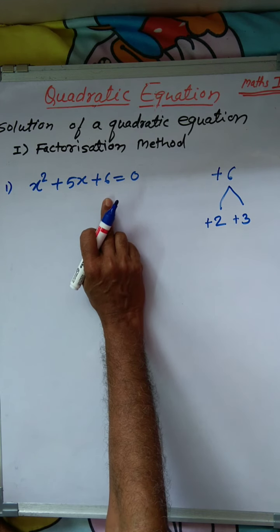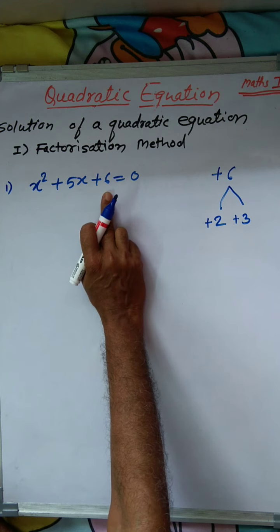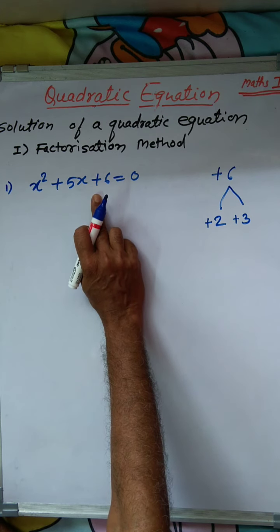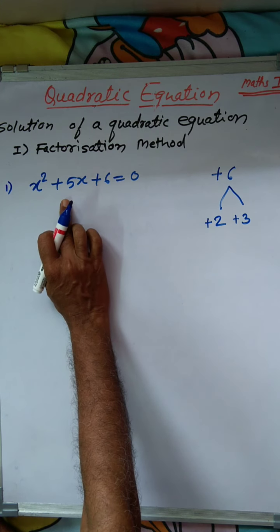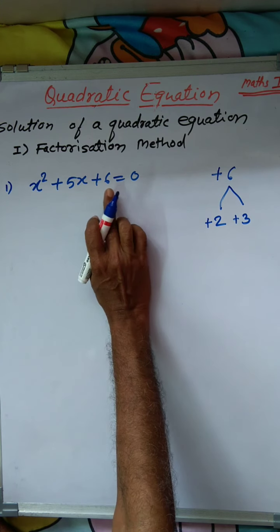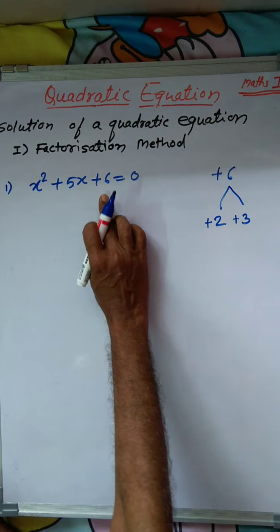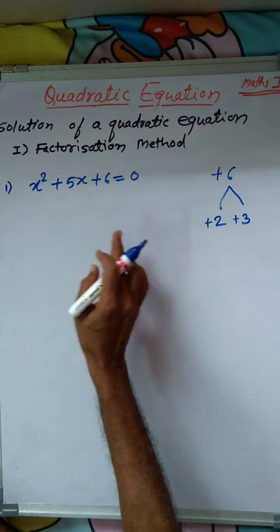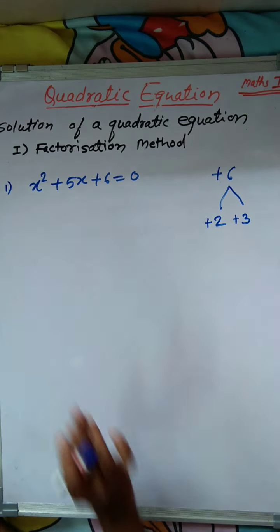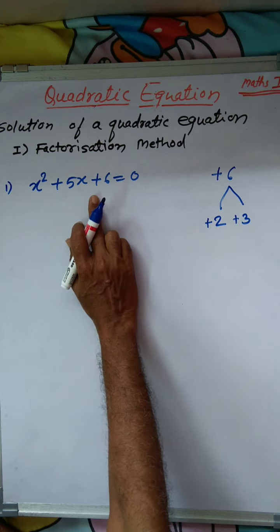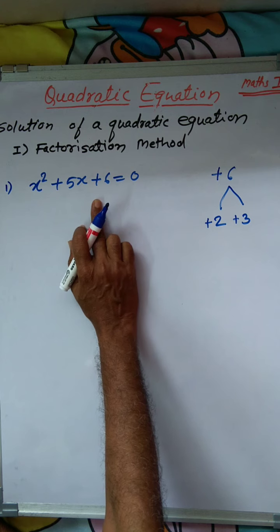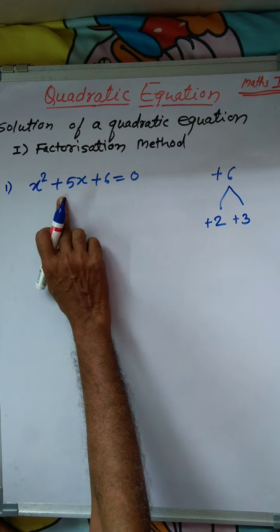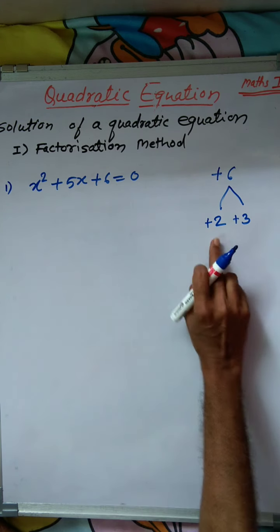Once again I repeat it. We take the third term. If the sign of the third term is positive, then we have to find factors such that their sum is the middle term. If the sign of the third term is negative, then we have to find factors such that their difference is the middle term. Here the sign of the third term is positive. That means we have to get factors such that their sum is the middle term. That means 2 and 3.